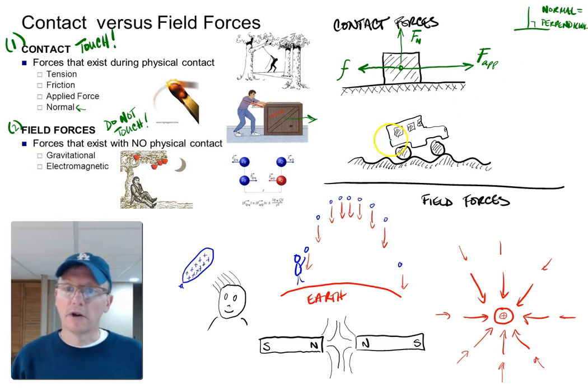I'm running out of room. There we go. Okay, good enough. You get the idea. Okay, so normal means perpendicular. So those are the three contact forces that are happening when you try to slide a box across the room.